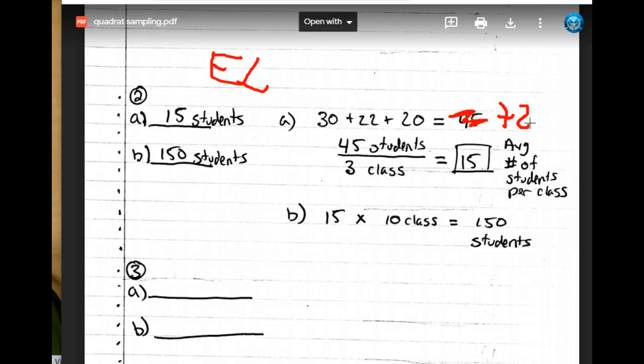If you can do me a favor and fix this. So it's not 45 divided by 3. It should be 72 divided by 3, in which case the average is not 15. The average would be 24. So really it should be 24 times 10, and this answer should be 240. So again, a simple addition error could lead to you making a mistake.